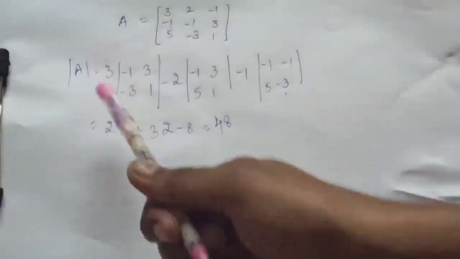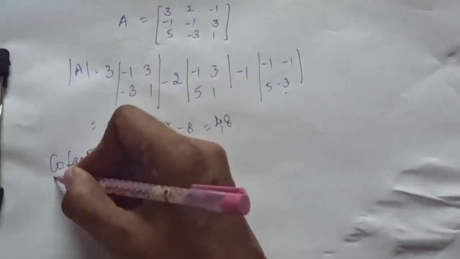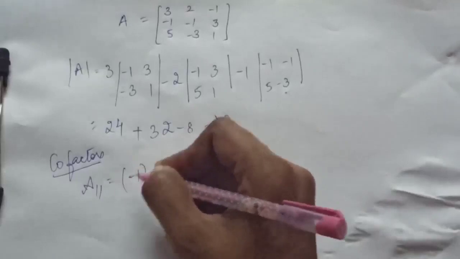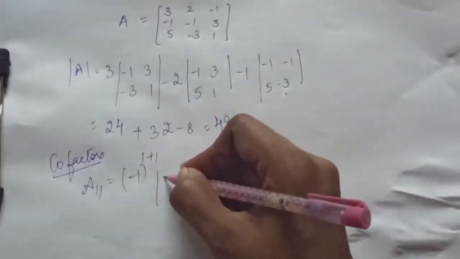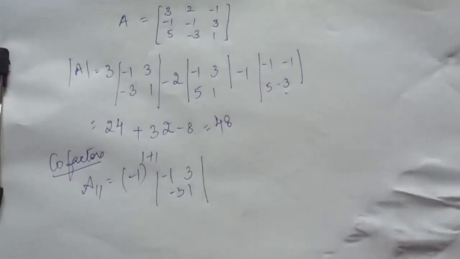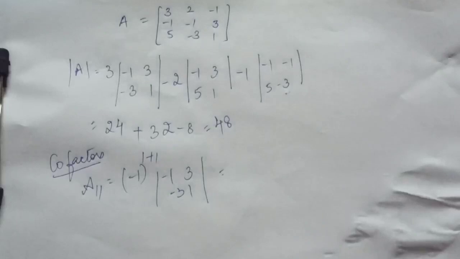Now the determinant we have seen. Now we will calculate the cofactors from the matrix. How the cofactors are calculated, that we have seen. A11 is minus 1 raised to power 1 plus 1, and inside 1 3 minus 3 and 1. So from here we will calculate again. Minus 1 into 1 is minus 1, then it will be plus 9, so ultimately it is 8.